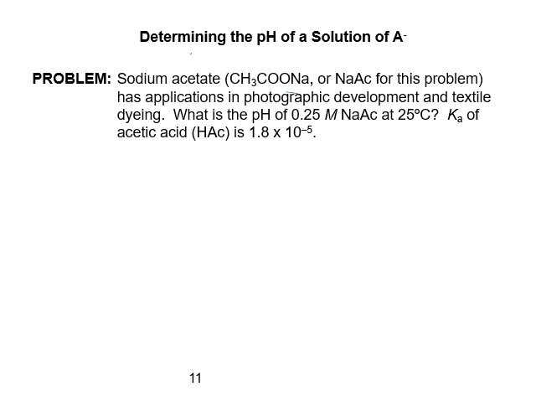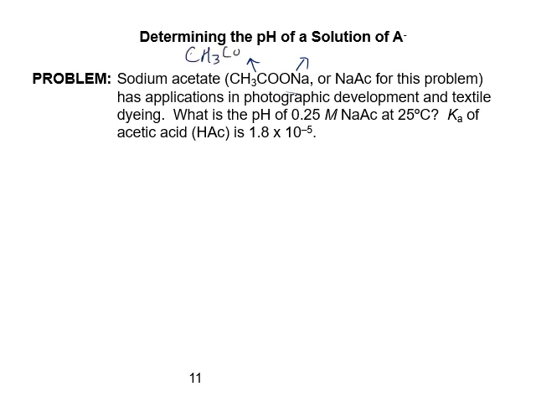For example, sodium acetate has application in photographic development and textile dyeing. What is the pH of 0.25 molar sodium acetate at 25 degrees Celsius? Ka is given to you as this particular number. Okay, so now I start with my acid. First thing, this is my salt. I have to recognize what is this. This is a salt. So I need to know which of these ions is actually going to affect the pH.